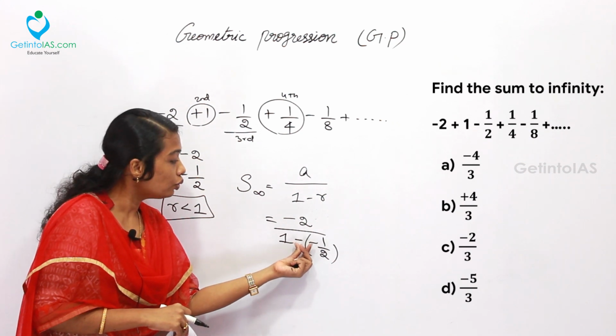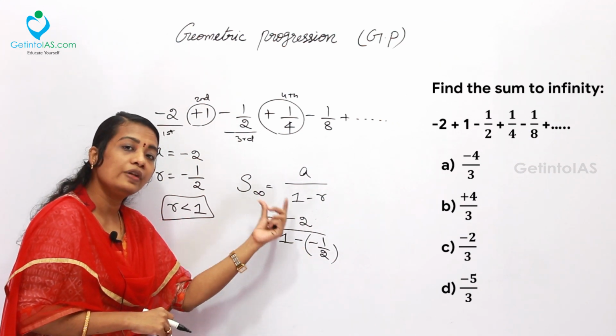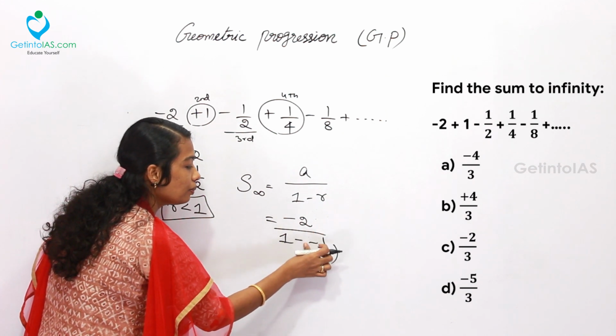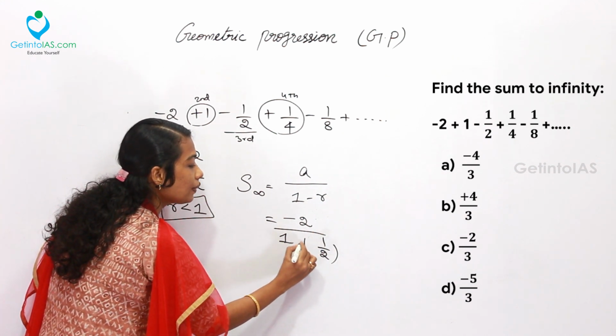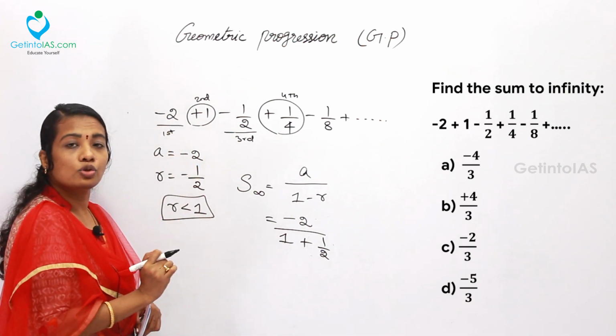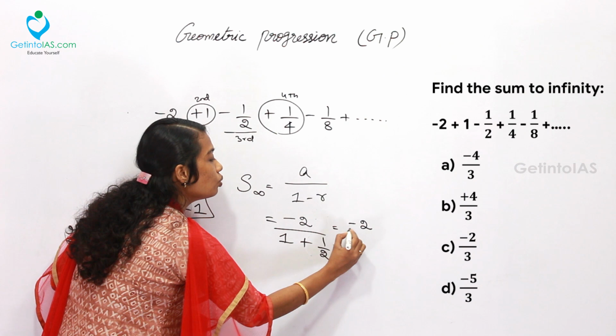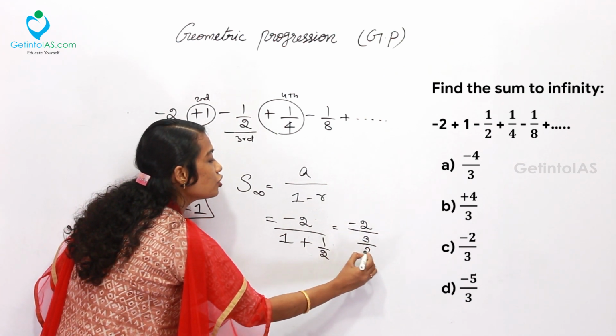Whenever you are meeting two negative values, it will give you a positive sign. So 1 minus 1 by 2 is simply 1 plus 1 by 2. What is 1 plus 1 by 2? Which is 3 by 2. So we can take minus 2 by 3 by 2.